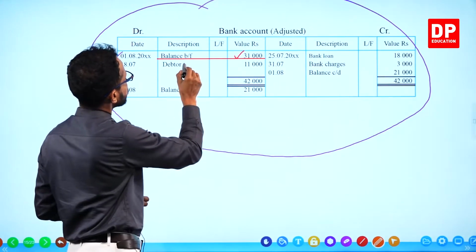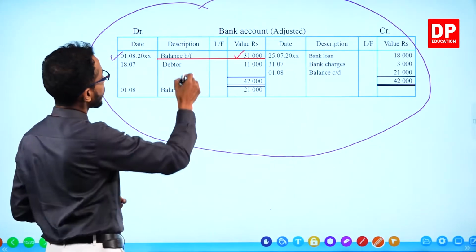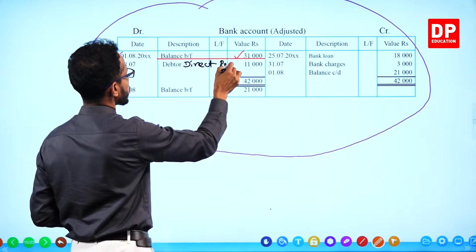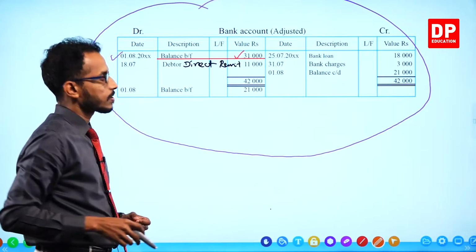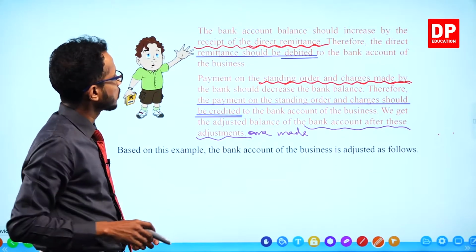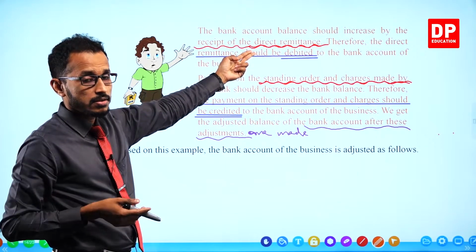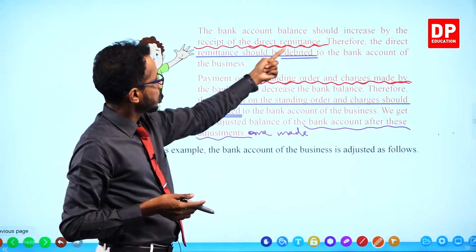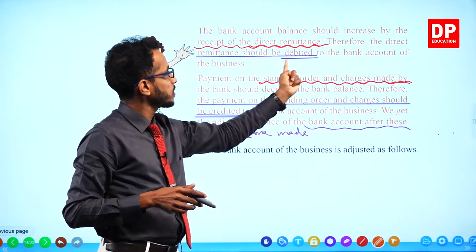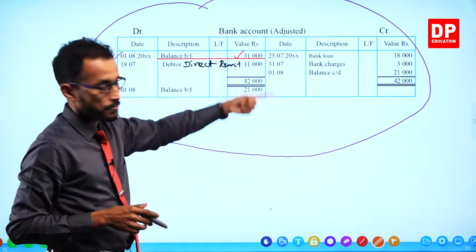And the direct remittance is debited as we discussed. Direct remittance 11,000. It is mentioned here, the reason why it is debited. See, the receipt of direct remittances increases the bank balance, so direct remittances should be debited. See, that is why it has been debited here.